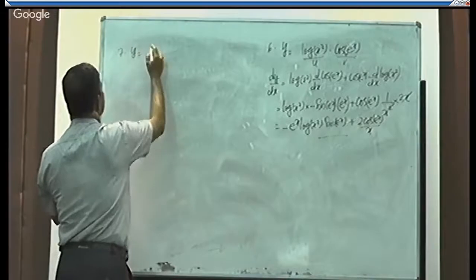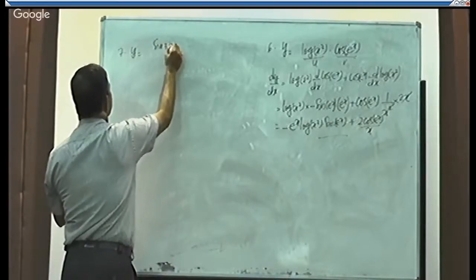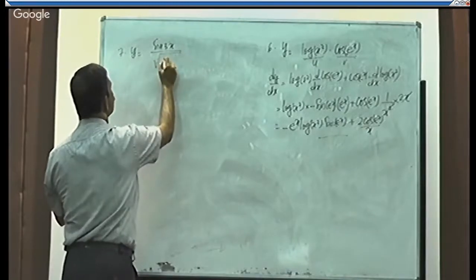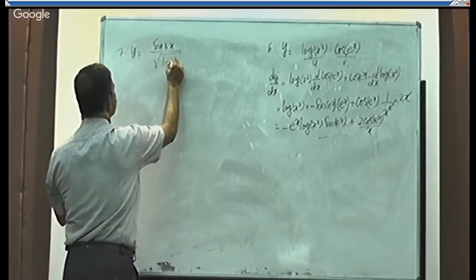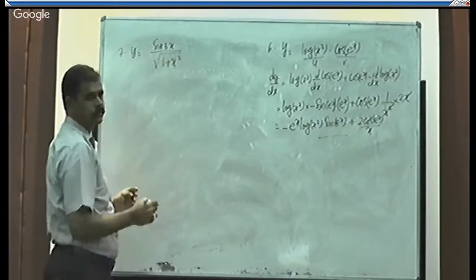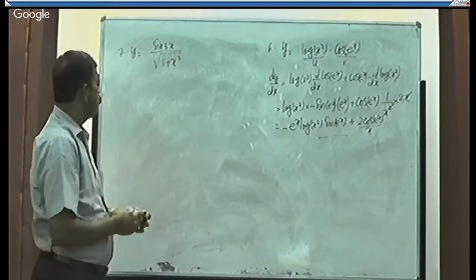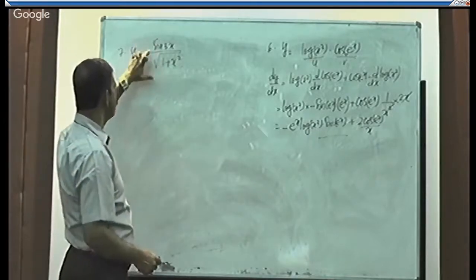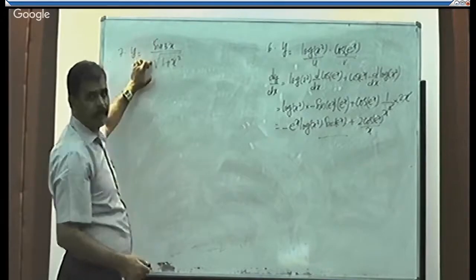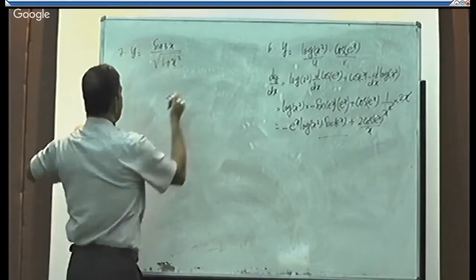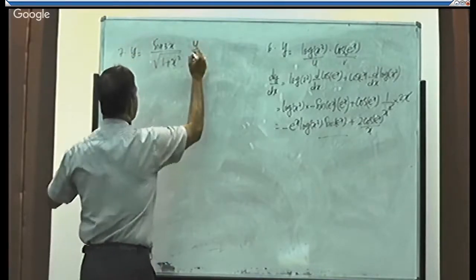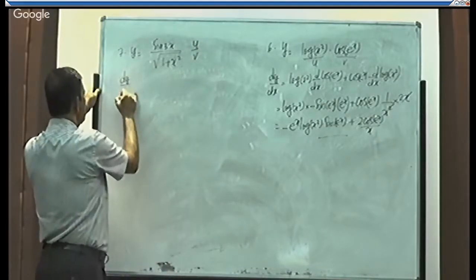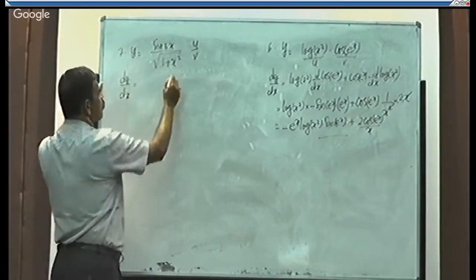Y is equal to sin 3x divided by root of 1 plus x square. In what form is it? It is of quotient form, u divided by v, right? Take this as u by v form. Apply the quotient rule. dy by dx is equal to what the quotient rule says?